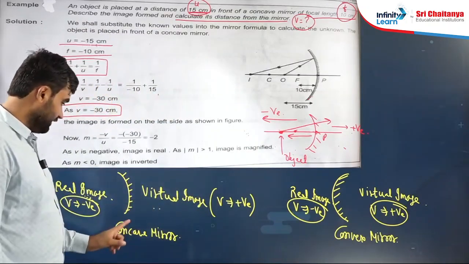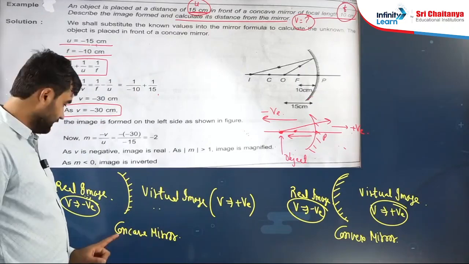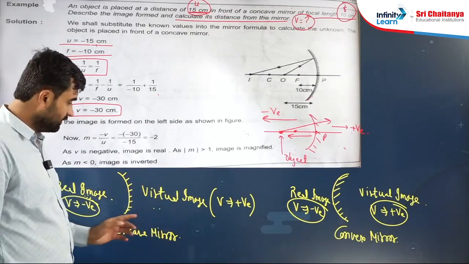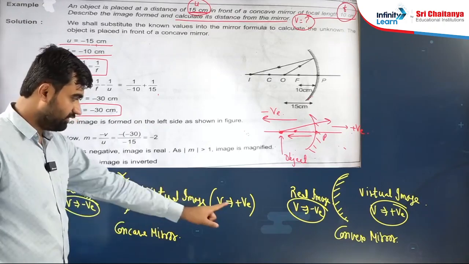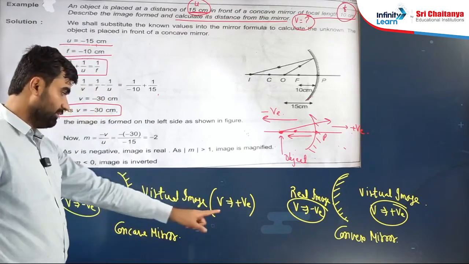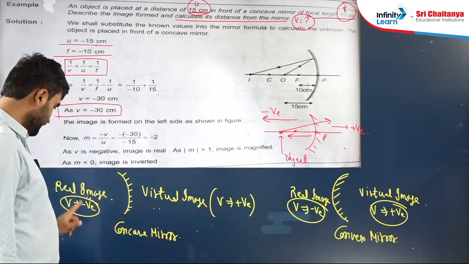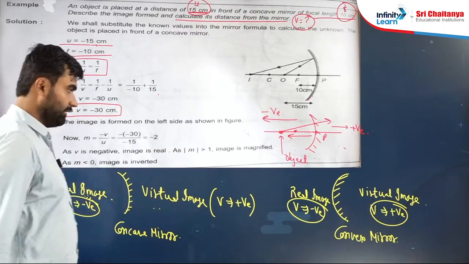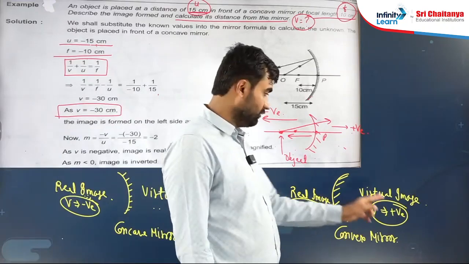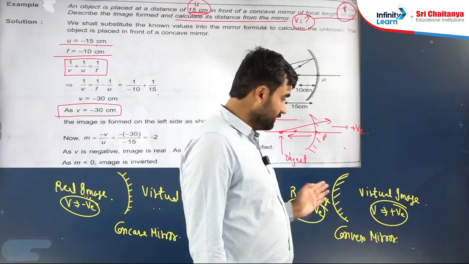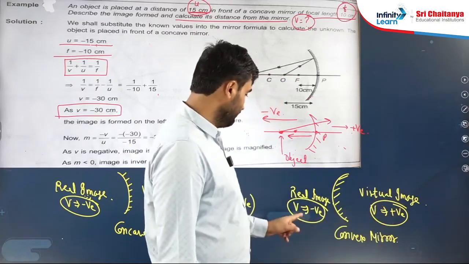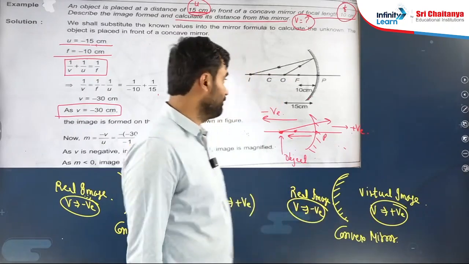We discussed that if a concave mirror is given, then on this side all images are real and on this side images are virtual. This side is positive, so V, the image distance, is positive. If V is positive, virtual image; V negative, then real image, because this side is negative. For a convex mirror, all images on this side are real and all images on this side are virtual. This direction is positive, so V positive means virtual, V negative means real.